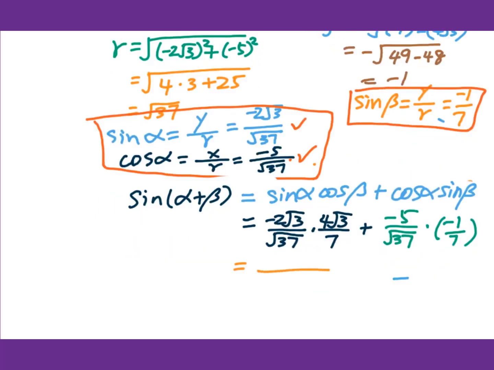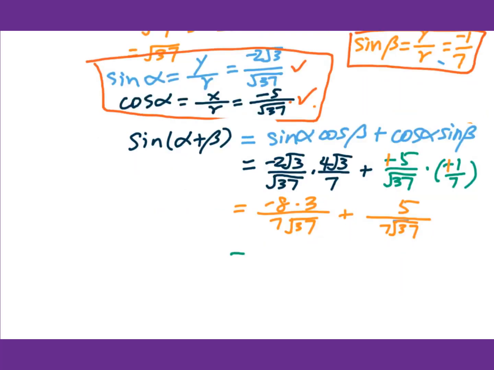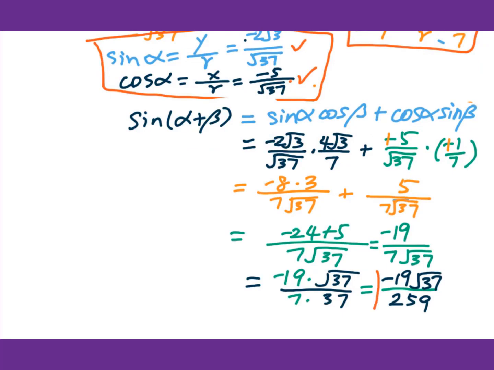So we do the multiplication, with 7 square root of 37 as the denominator. Negative 2 times 4 is negative 8. Then square root of 3 times square root of 3 is 3. Negative times negative is positive, and the denominator is 7 square root of 37. On top, that's a 5. So we have the same denominator, 7 square root of 37, and negative 24 plus 5. Negative 24 plus 5 is negative 19 over 7 square root of 37. The final answer will be negative 19 square root of 37 over 259. That's for sine alpha plus beta.